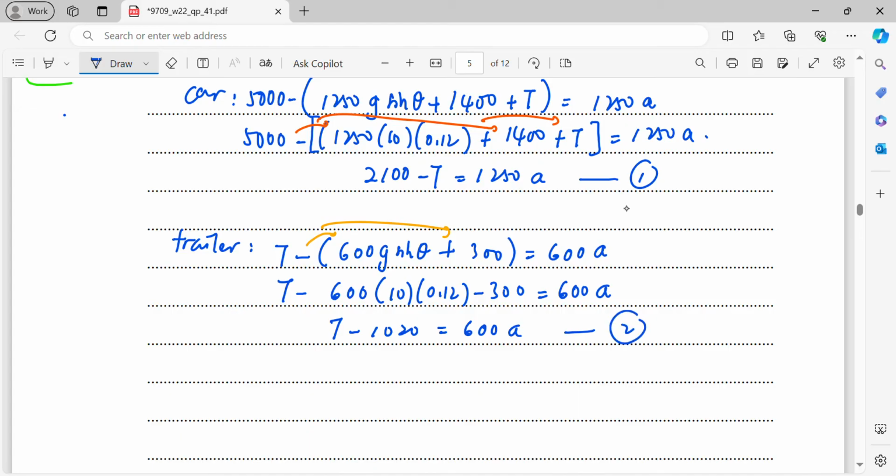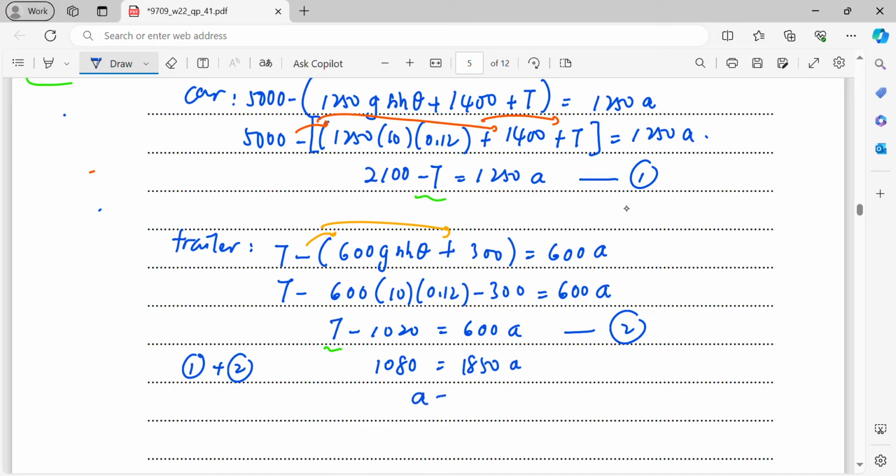You can solve these two simultaneous equations by adding both equations. First plus second, because the first equation has minus T and the second equation has positive T, so when I add up both, the T will be cancelled off. From here, 2100 plus negative 1020, that is 1080. And for the right side, 1250a plus 600a, that is 1850a.